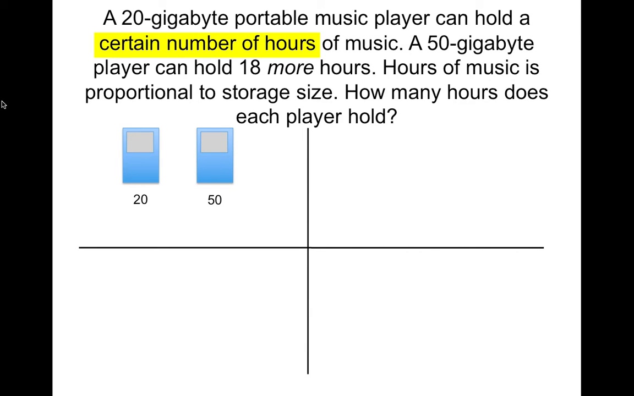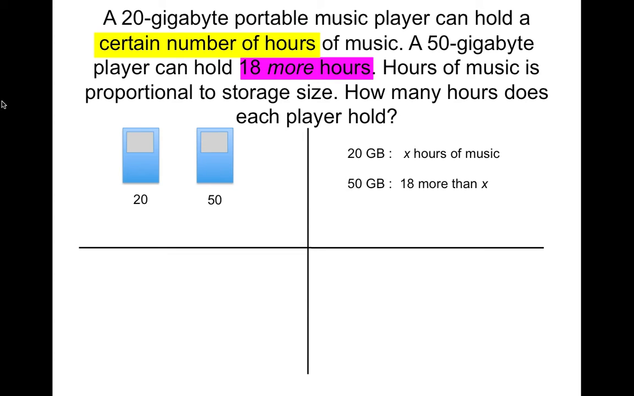The 20 gigabyte player holds a certain number of hours of music. Very mysterious, but this is what we're trying to solve for in the problem. So let's just represent it right now with a letter. I'll use x. The 50 gigabyte player holds 18 more hours. So how do you think we can mathematically represent 18 more than x? 18 more than something indicates that we could add 18 to that something. Okay, so the 20 gig holds x hours, the 50 gig holds x plus 18 hours.